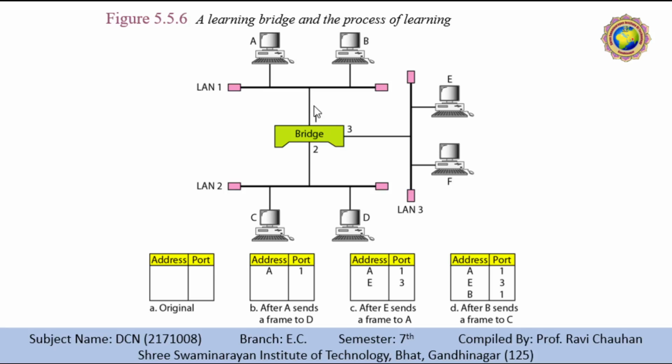The bridge added this entry to the table. So over here, address A has port 1. The table has its first entry now.